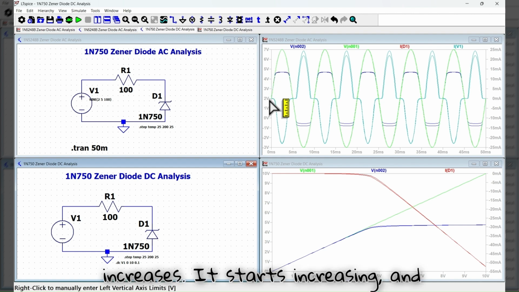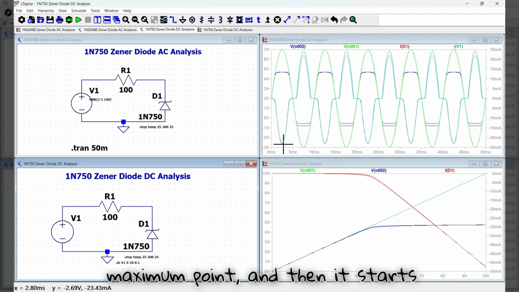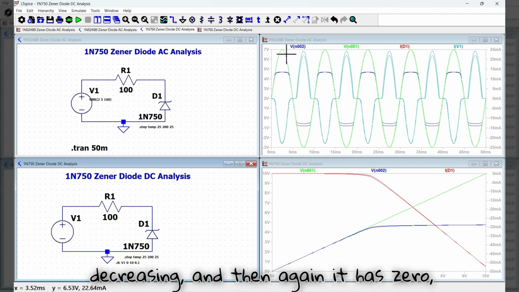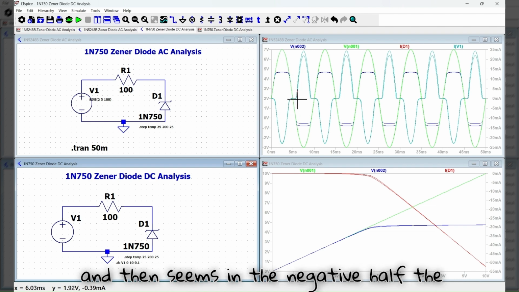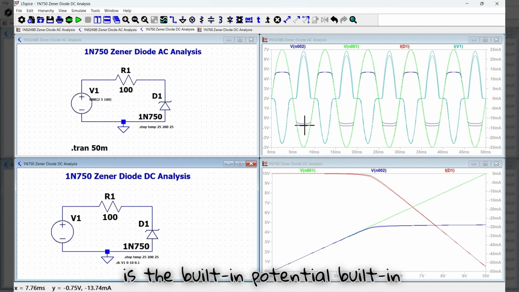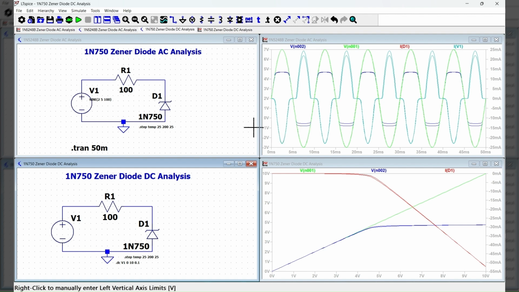the Zener current starts increasing, and then it reaches a maximum point, and then it starts decreasing when the input voltage starts decreasing, and then again it is zero. Then in the negative half, the clamping is happening at 0.7 volt, which is the built-in voltage for this Zener.